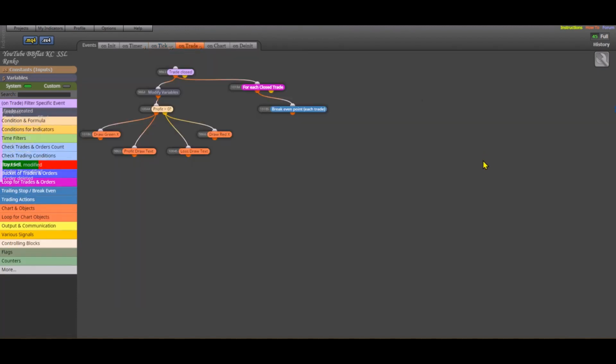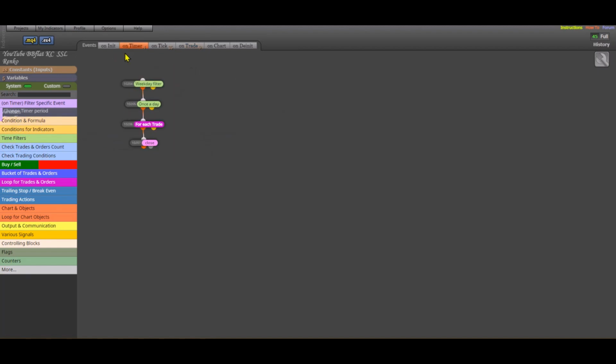If we go to the on trade tab, this is where I have my break even set up. So anytime a trade is closed, then it's going to move to break even. And this section right here is so that I can document on the screen when a trade closes. If it's in profit, I want it to put a green X, and I want it to draw the text of that profit. If it's not in profit, then I want it to draw a red X and indicate the loss of the trade.